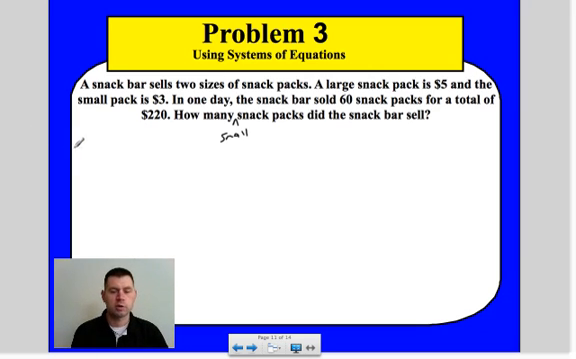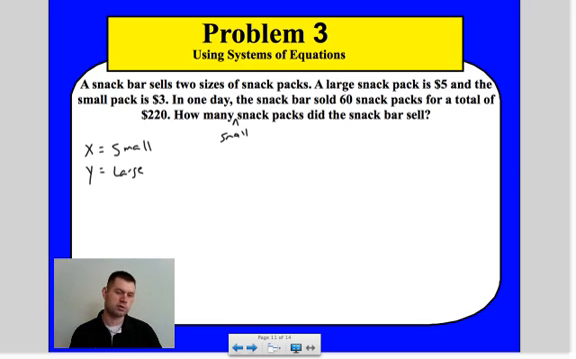So first off, we need to identify what our topics are and what our subjects are. They seem very similar to each other, but it's different. Topics are what our variables are going to be, like x and y. So our topics are the large and small snack packs. I'm going to say the small is our x and the large is our y. Those are usually what becomes the variable.